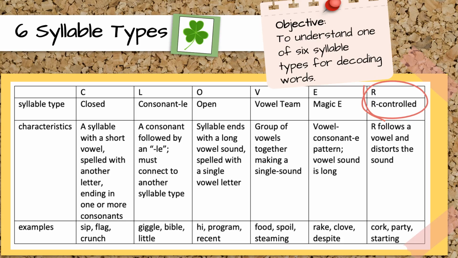Normally, words fall into 6 syllable type categories. The acronym CLOVER is an easy way to remember the different syllable types. Identifying the 6 syllable types can be useful for students who need help decoding unfamiliar words. This module will focus on one specific type of syllable, R-controlled.